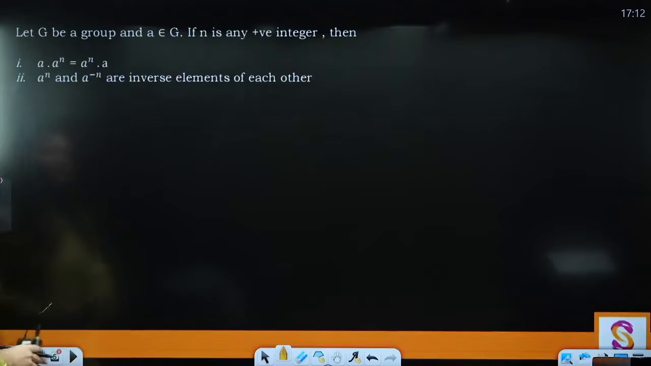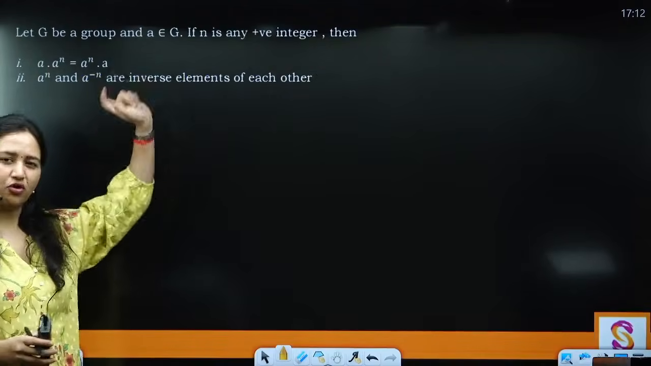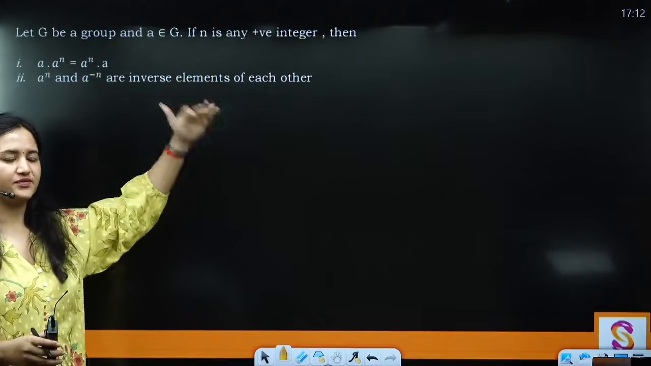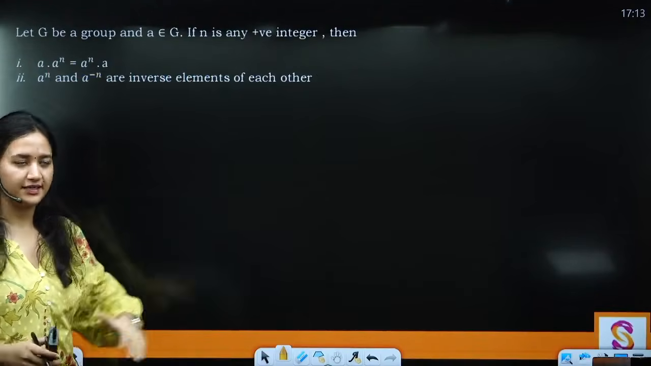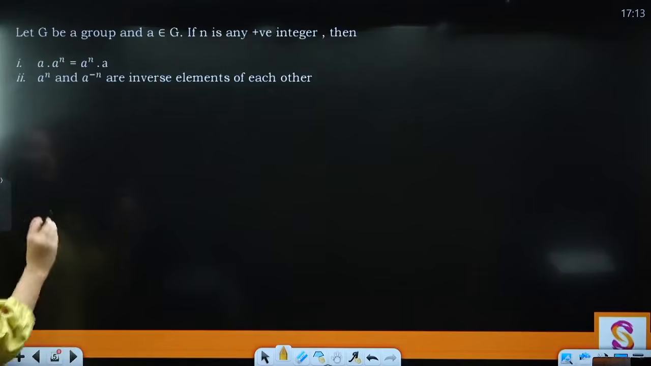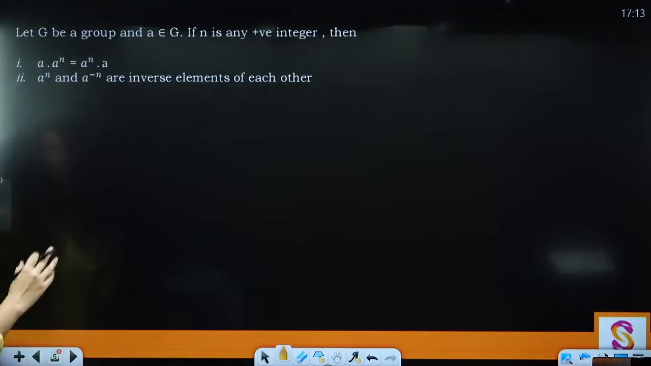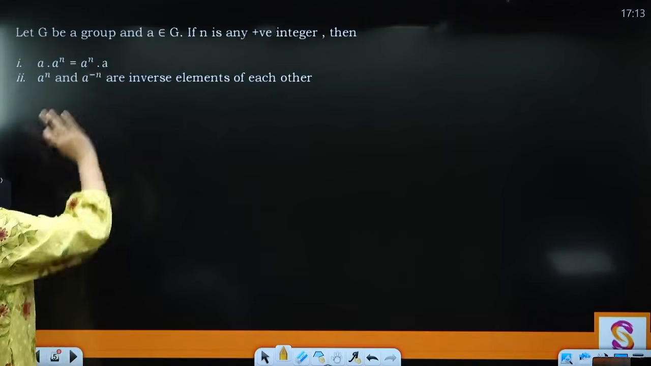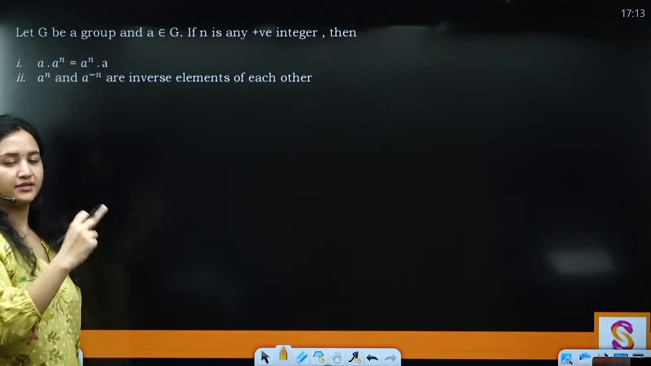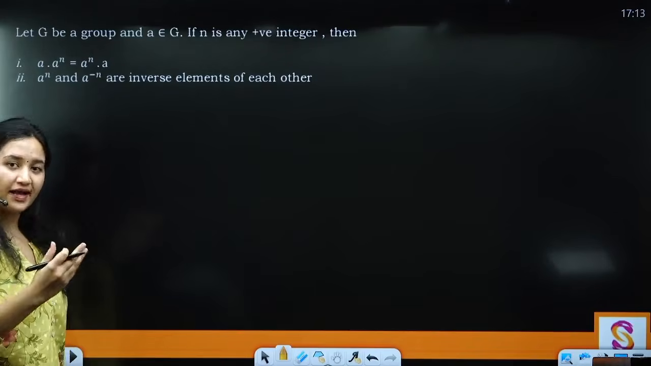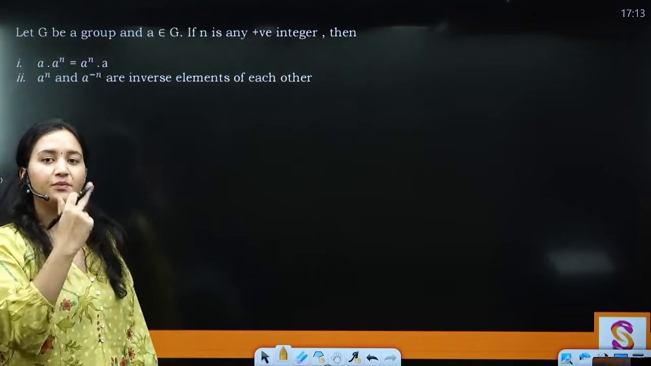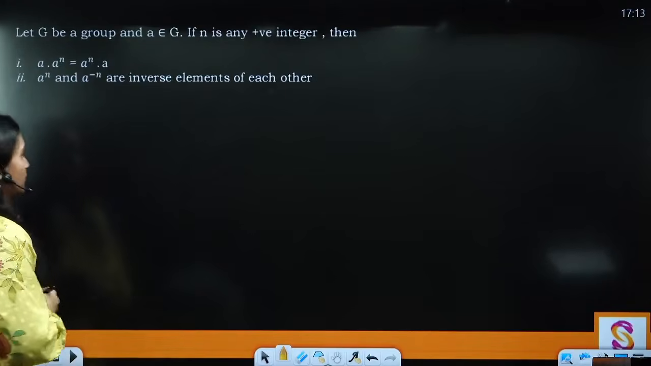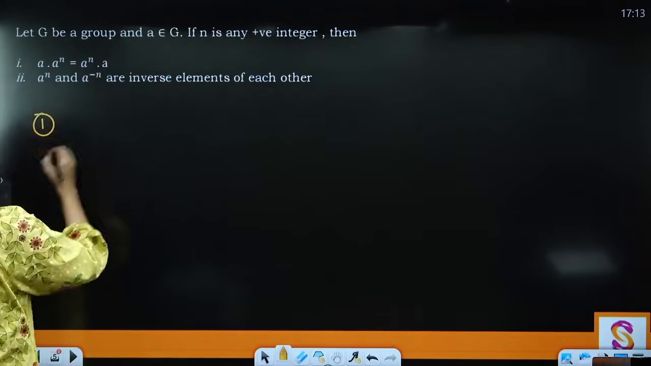Now we have certain similar kinds of formulas, and these we are going to prove by using mathematical induction. The first one says that if G is a group and A belongs to G, then for any positive integer n, A dot A to the power n is equal to A to the power n dot A. Why? Because eventually it is going to become A to the power n plus 1 only. Let's take the first one and prove it.